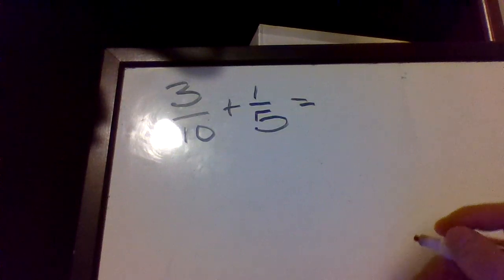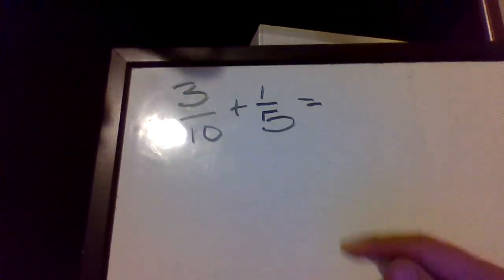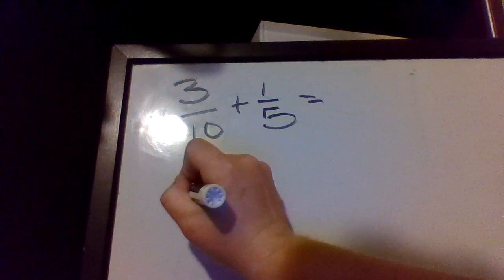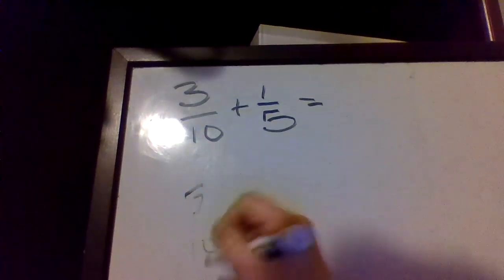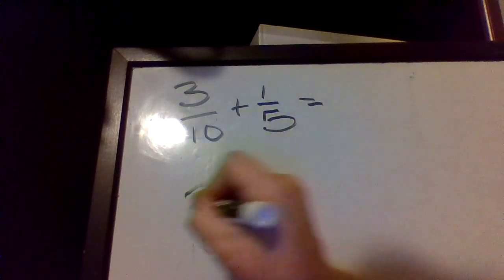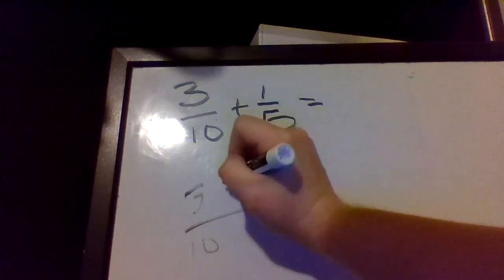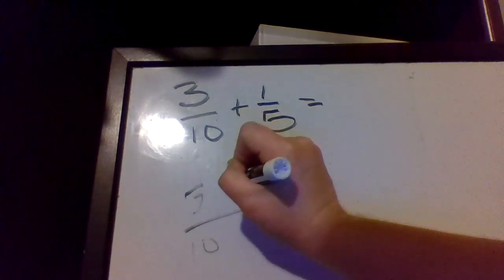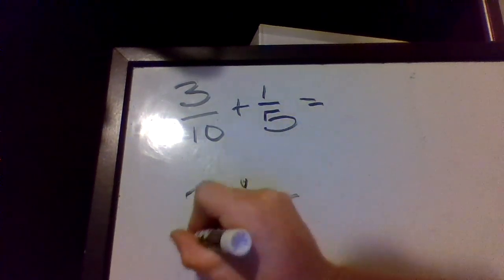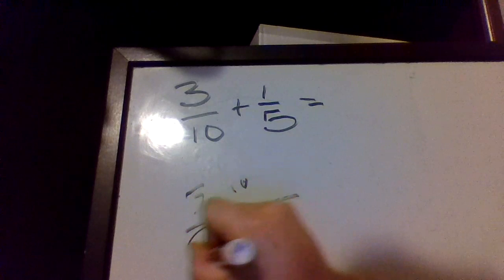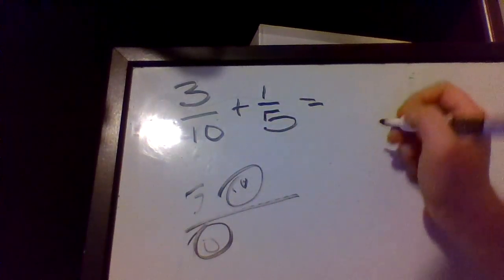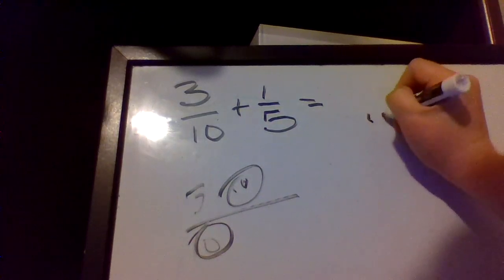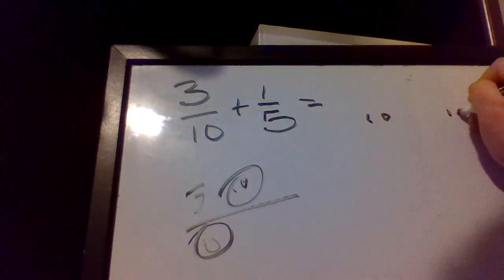Alright, so what we're going to do is find the least common multiple of these two numbers. So we have 5 and we have 10. Oh my gosh, this marker's going dead too. Alright, so we know 5 times 1 is 5. 5 times 2 is 10. So, look there. We have a 10 down here, and we have a 10 up here. So, our least common denominator is 10. So, we're going to put 10 under both of them.